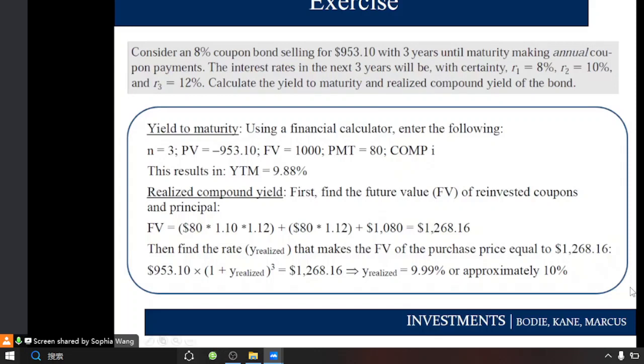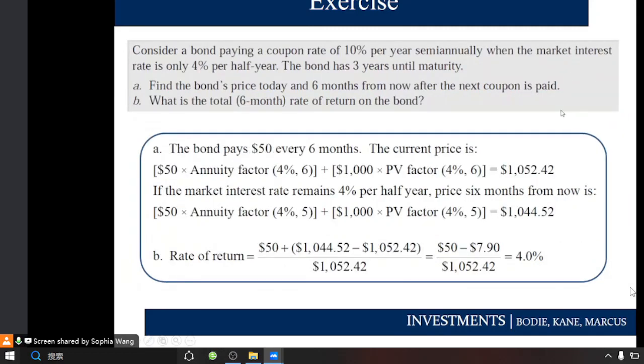So this is the first one. And another question. This can also be done by the calculator. Consider a bond paying a coupon rate of 10% per year, semi-annually, for 3 years.